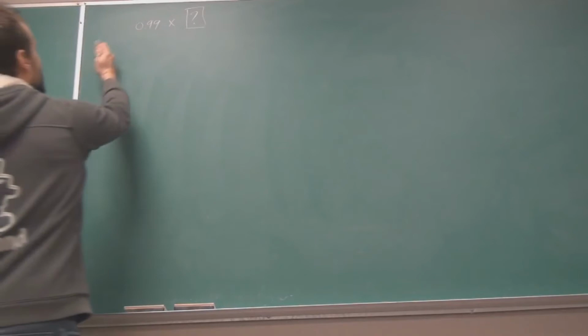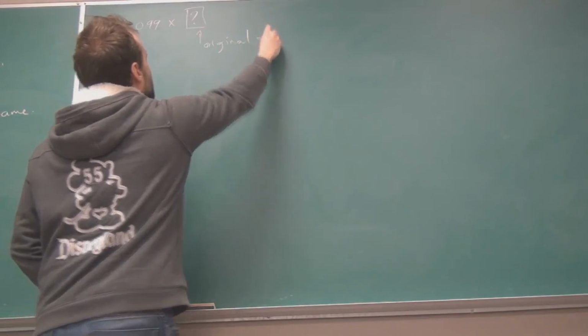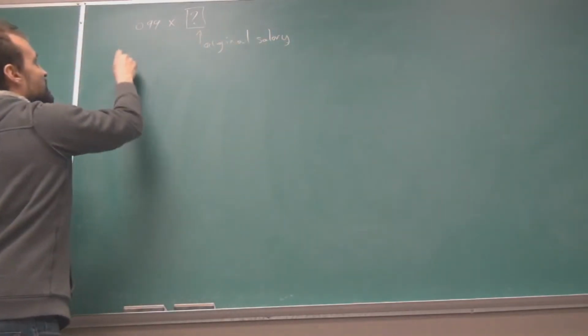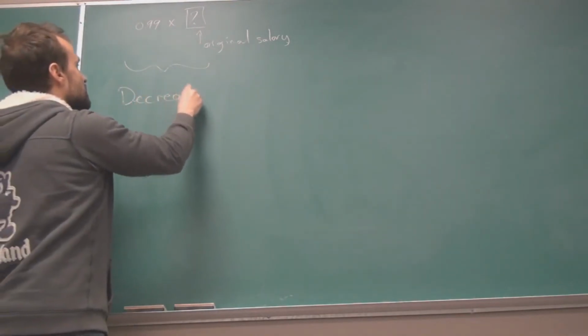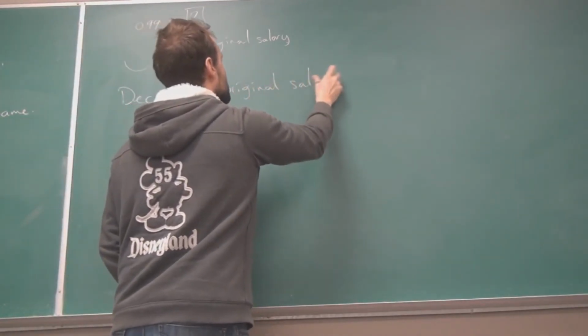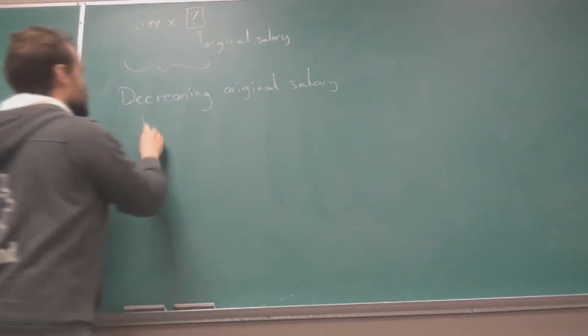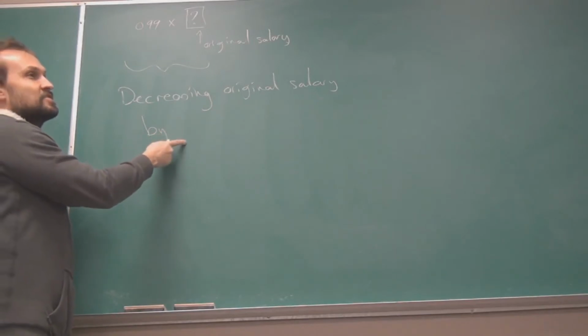Both are equal. Like before, the salary was equal to the original salary. This is the original, yes. If I multiply it by 0.99, what am I doing to the original salary? I'm decreasing the very original salary, by how much? 0.01. Now remember, I'm speaking casually, 1%.